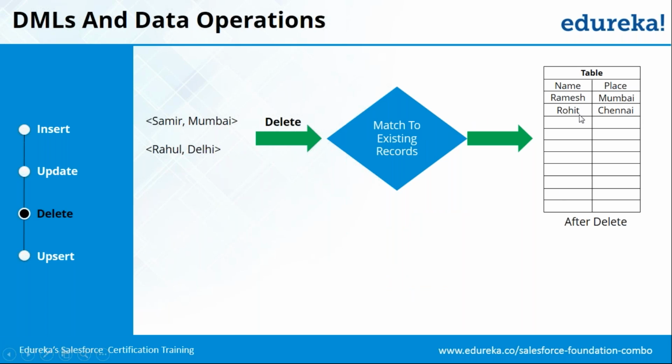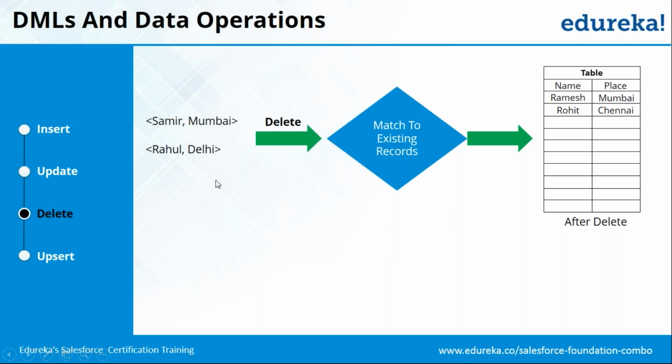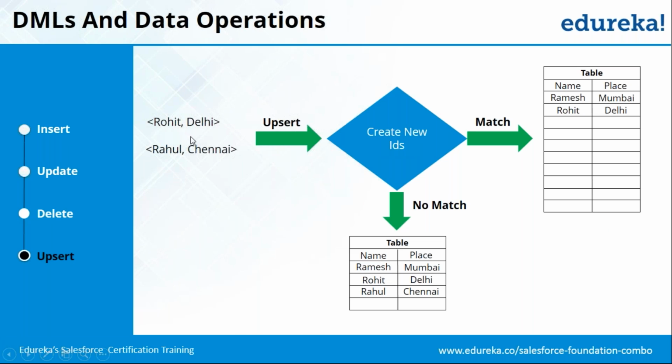Okay, we had Ramesh, Mumbai, and Rohit, Chennai. Now with this database, what we are doing is updating Rohit, Delhi. So we have Rohit who's from Chennai, that is our existing content in the database. So when we say Rohit, Delhi, Rohit was initially from Chennai. This record has been updated to Delhi.